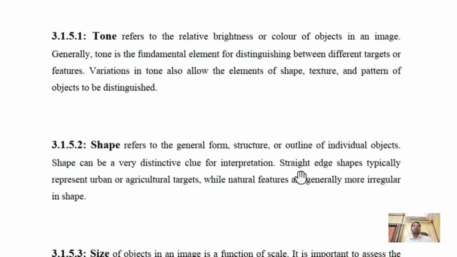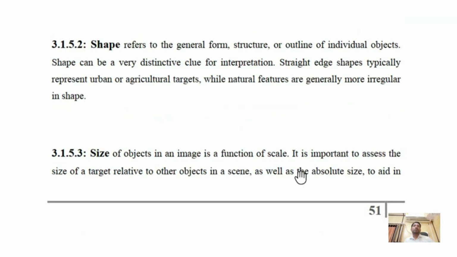Tone refers to the relative brightness or color of objects in an image. Generally, tone is the fundamental element for distinguishing between different targets or features. Variations in tone also allow the elements of shape, texture, and pattern of objects to be distinguished. Shape refers to the general form, structure or outline of individual objects. Shape can be a very distinctive clue to interpretation. Straight edge shapes typically represent urban or agricultural targets, while natural features are generally more irregular in shape.